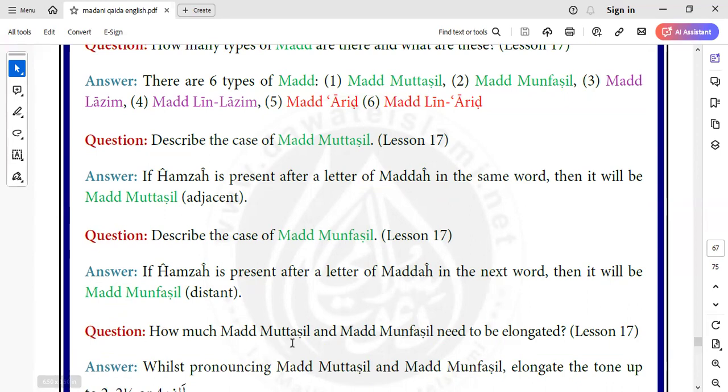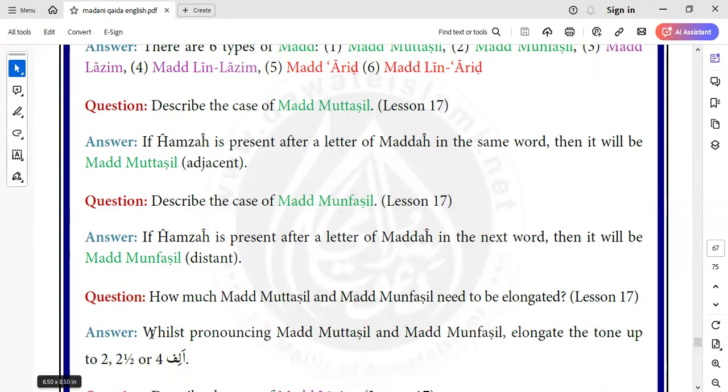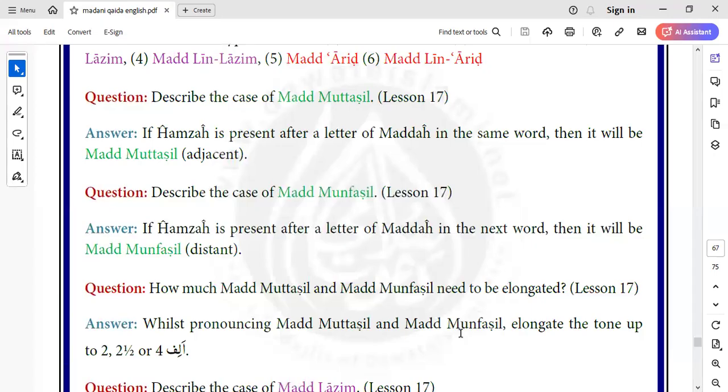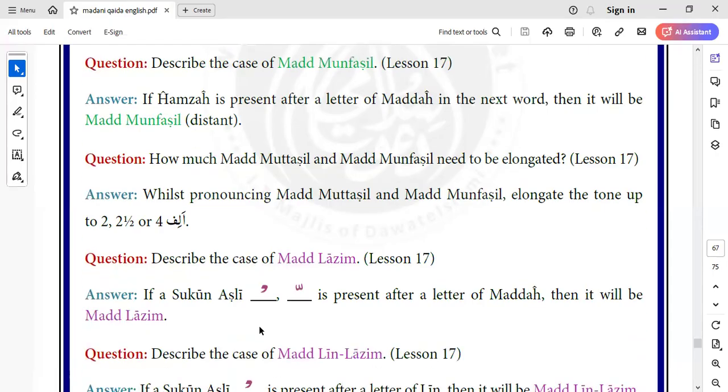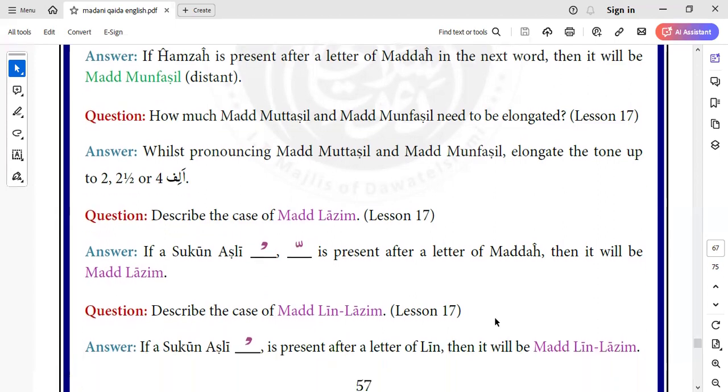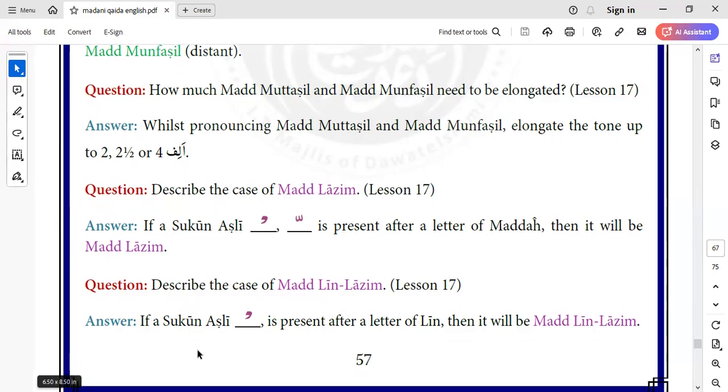Question. How much Madde Muttasil and Madde Munfasil need to be elongated? Answer. Whilst pronouncing Madde Muttasil and Madde Munfasil, elongate the tone up to 2 or 2.5 or 4 alif. Question. Describe the case of Madde Lazim. Answer. If a sukun asli, that is jazm or tajdeed, is present after a letter of madda, then it will be madde lazim. Question. Describe the case of madde leen lazim.